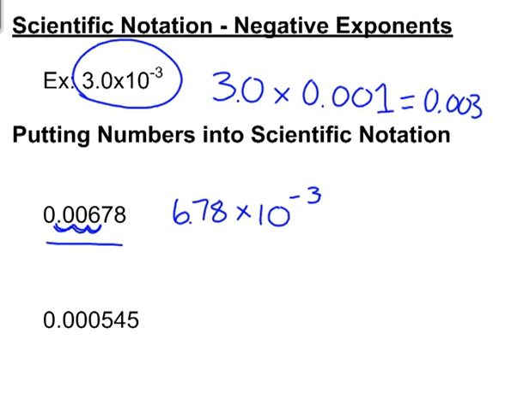For our next number, 0.000545, we need to move our decimal place 1, 2, 3, 4 places over, so our coefficient becomes 5.45 times 10, and our exponent, we moved it 4 places over to the right, is negative 4.